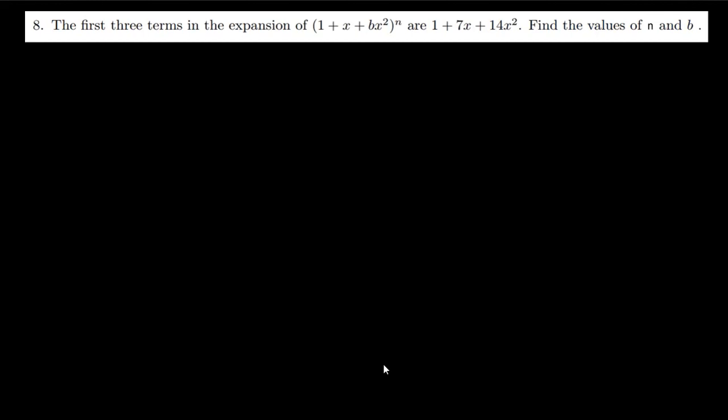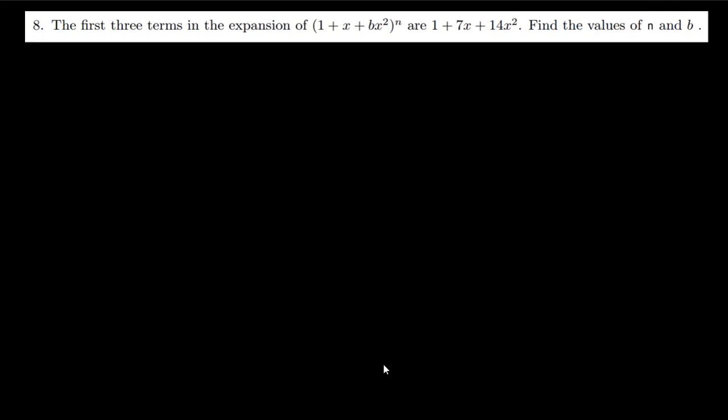So the question says the first three terms in the expansion of (1 + x + bx²)^n are 1 + 7x + 14x². And then it also says find the values of n and b.